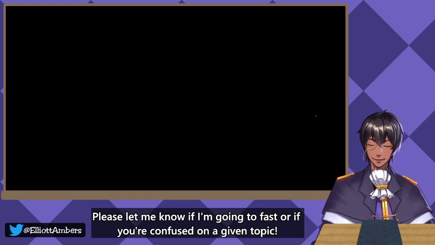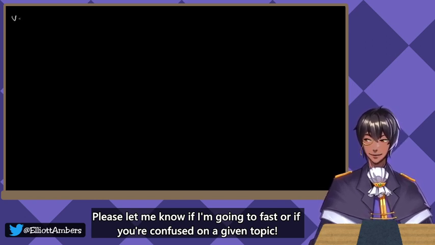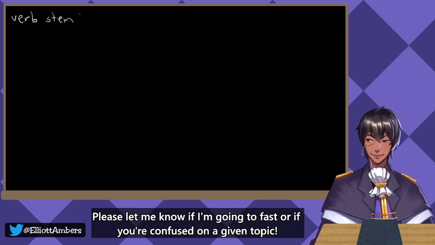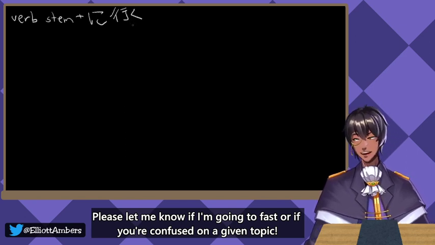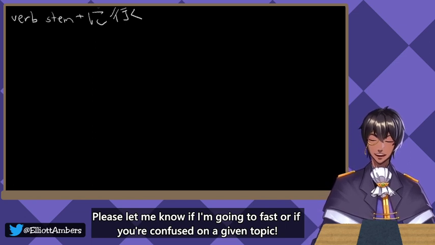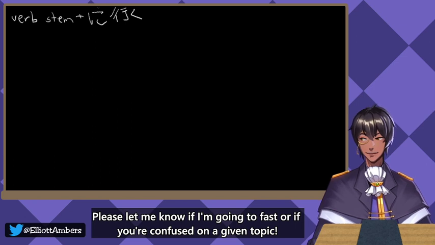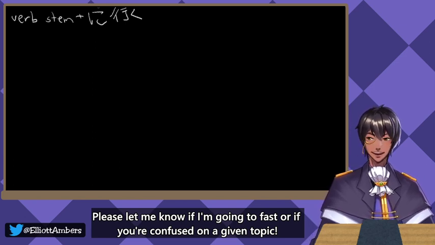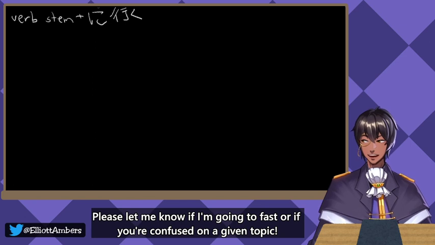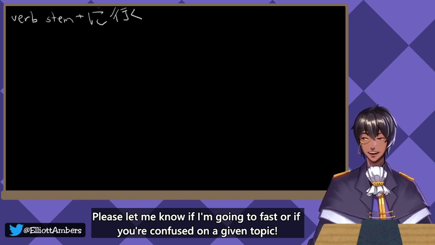And what that is: verb stem plus ni, iku. So these are the sentences that we're going to talk about now. We're not going to focus on te form for this one, so it's going to be a little different. But these sentences that we're going to go over are going to represent going to a specific location with a specific purpose in mind.